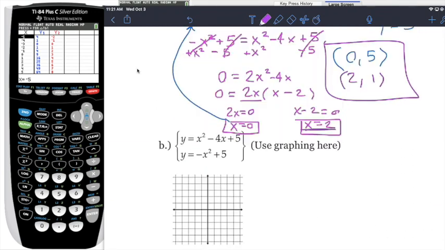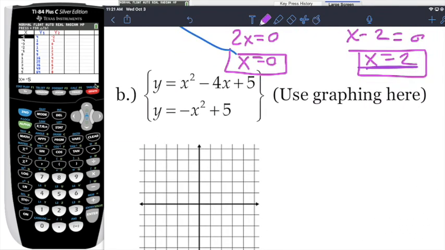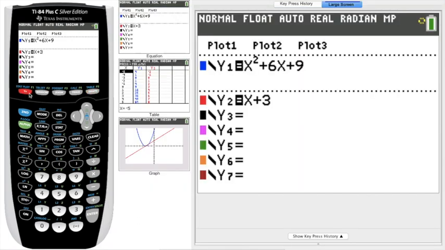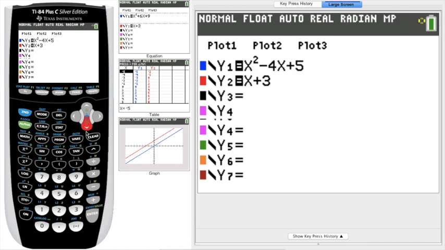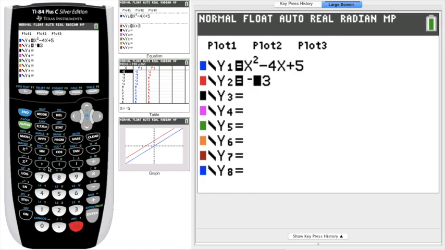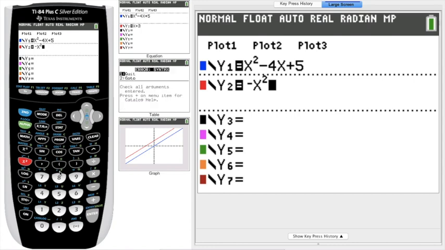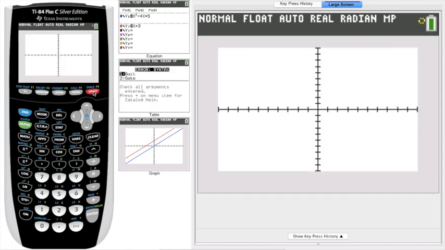I guess we've got a couple more here. So use graphing on this one. We'll go back to our graphing calculator and clear this out. Apparently we've got x squared. Oh, and actually I think this is the same exact equation, so we're just going to make sure everything looks the exact same. So minus 4x plus 5. And this other one was negative x squared plus 5. And then if we have a graph, we'll see what those look like.